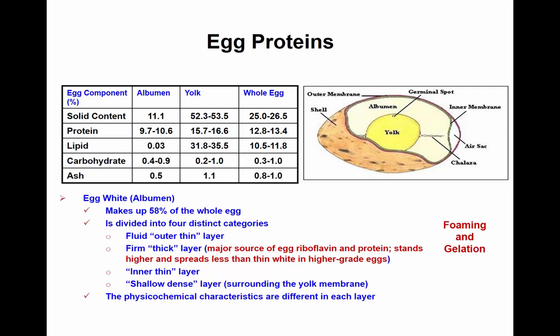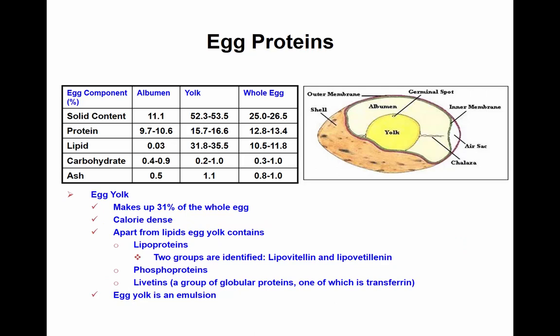So the egg white's main functionality is foaming and gelation. However, the egg yolk's main functionality would be emulsification. Why? Did you know that the egg yolk is actually an emulsion? You have some moisture, protein, and lipid. It is an emulsion by itself, and that's why it is a great emulsifier. It's high in phospholipids, lipoproteins, and phosphoproteins, so it's an excellent emulsifier.